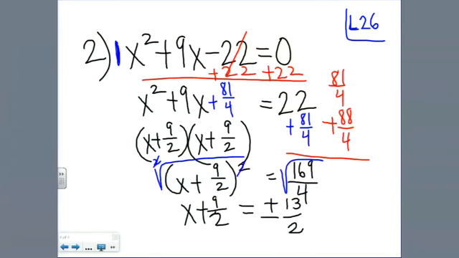I want to make sure, are there any questions before we finish up this problem? Now we need to get x by itself, so we will subtract 9 over 2 from both sides. And I'll just move it up here so we can see it a little better.